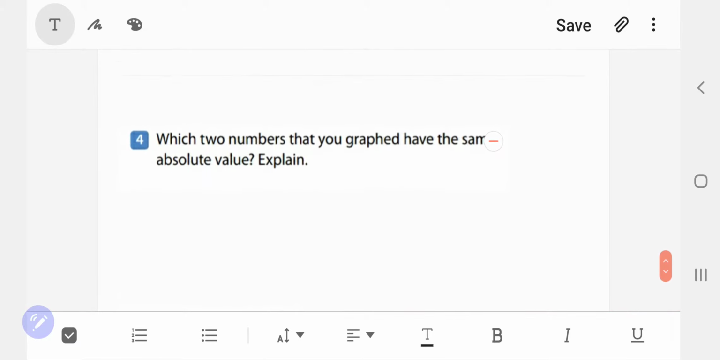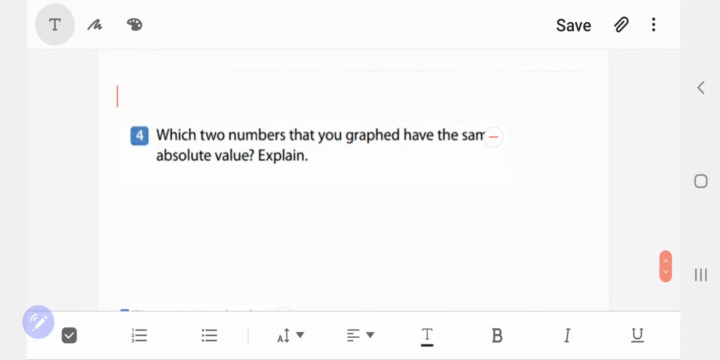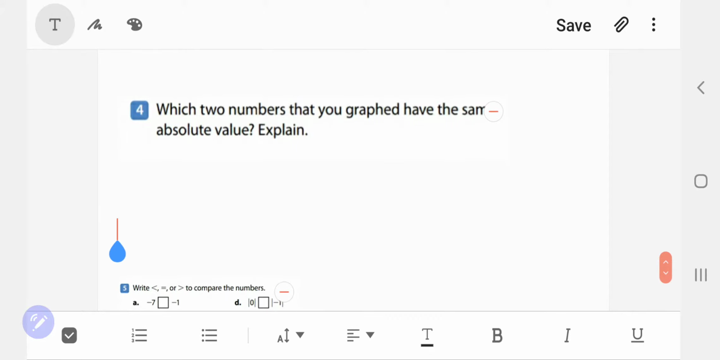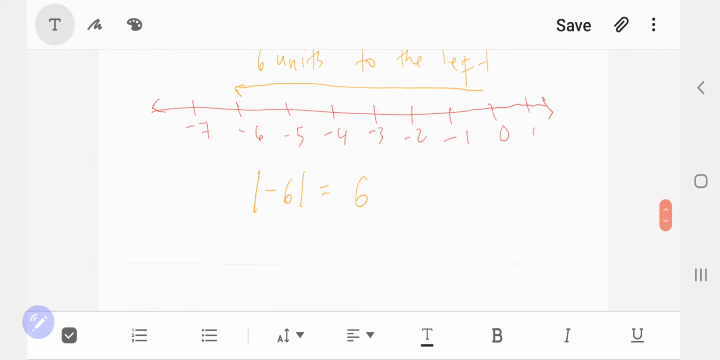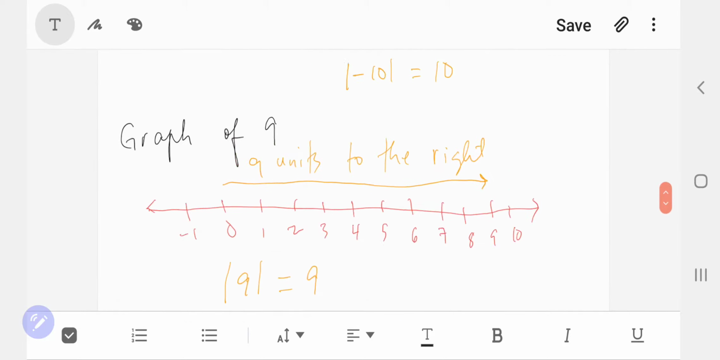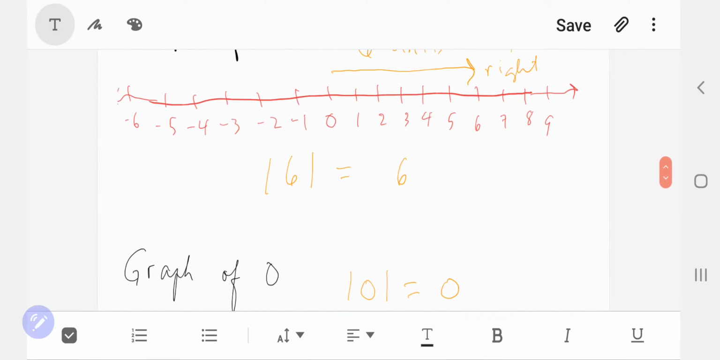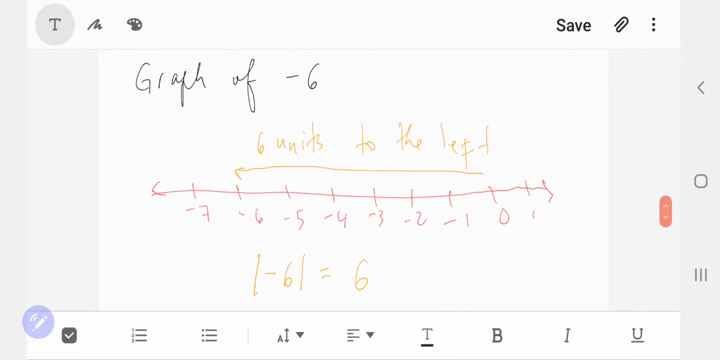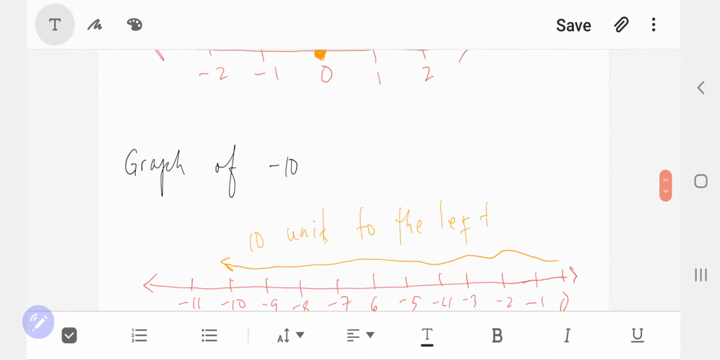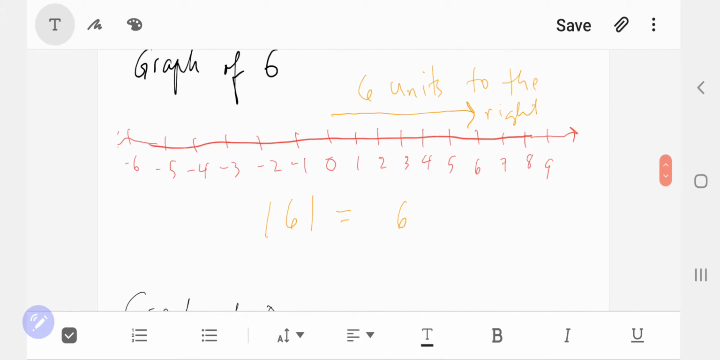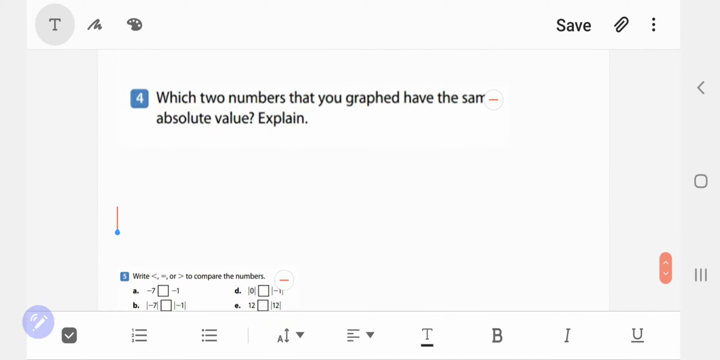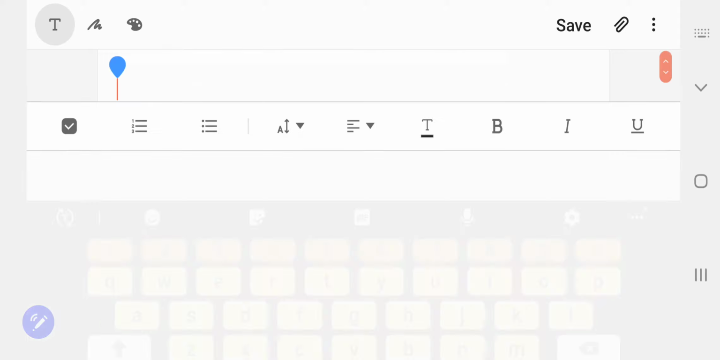Now let's move on to number 4. Which two numbers that you graphed have the same absolute value? Explain. So we expect, oh, we got, I saw 2, 6. Okay, so we have the absolute value of -6 equals 6, and the absolute value of +6 equals +6.